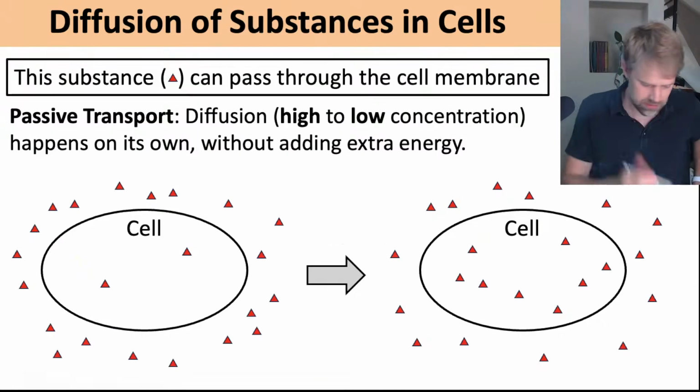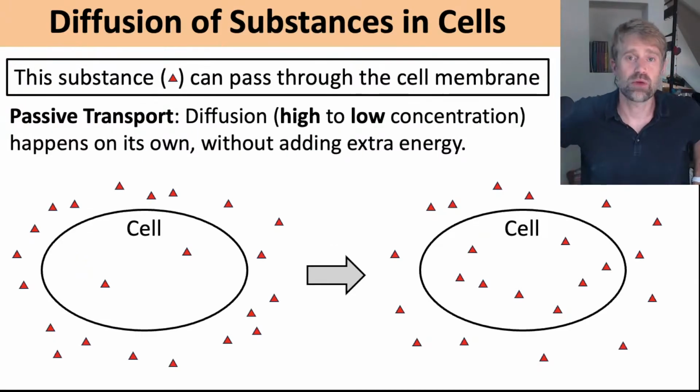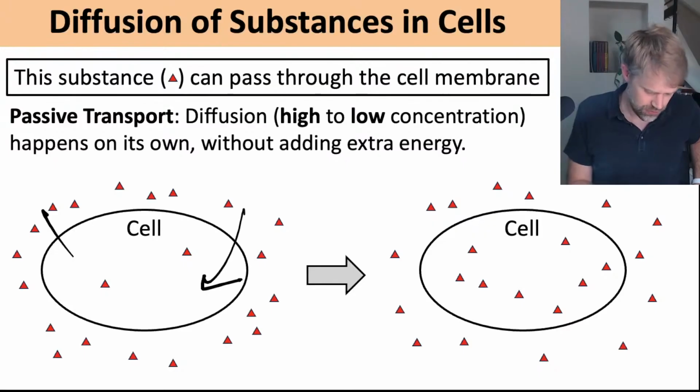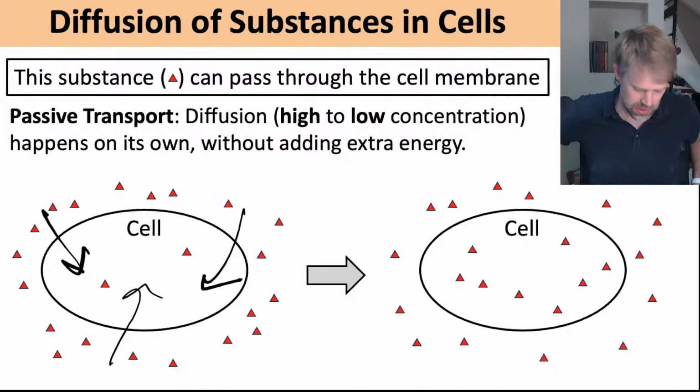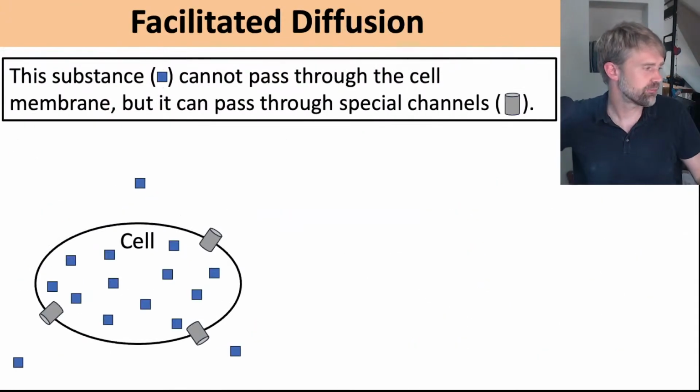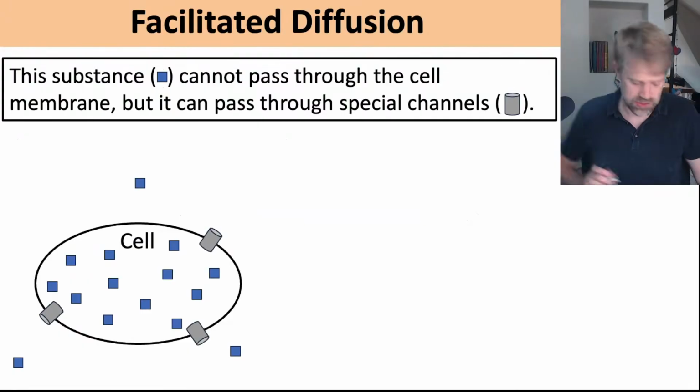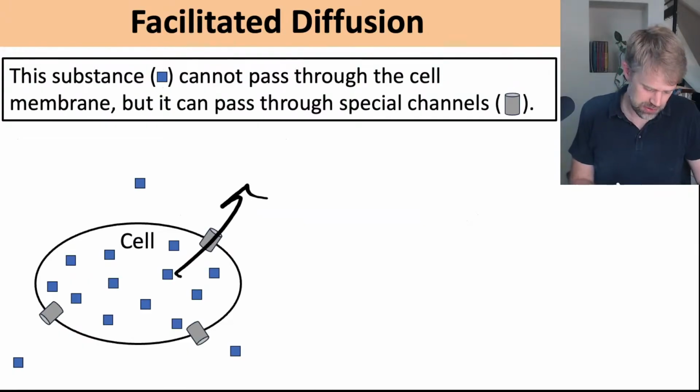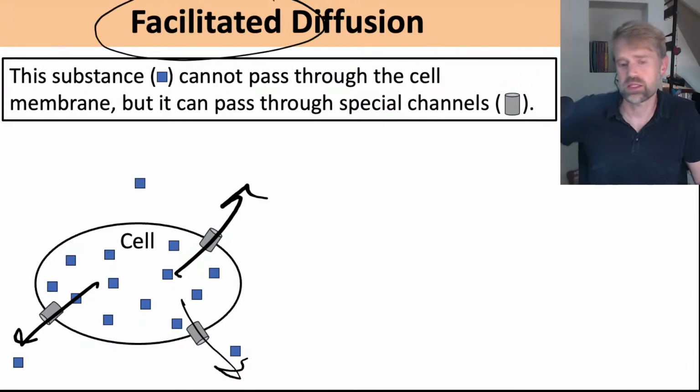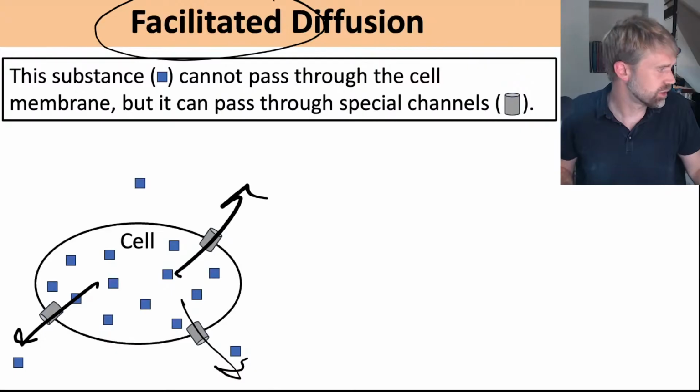Substances can move sometimes through the membrane of cells. And in that situation, these substances move from high concentration to low concentration. They can do that if they can move through the cell membrane. Sometimes they can't move through the cell membrane, but they can move through these little channels or tunnels. We call that facilitated diffusion. It's still diffusion. It's just movement through these channels. It still doesn't require energy because we're moving from high to low.